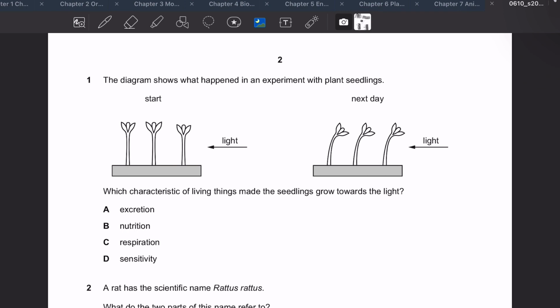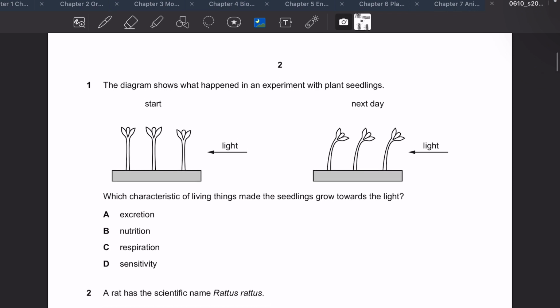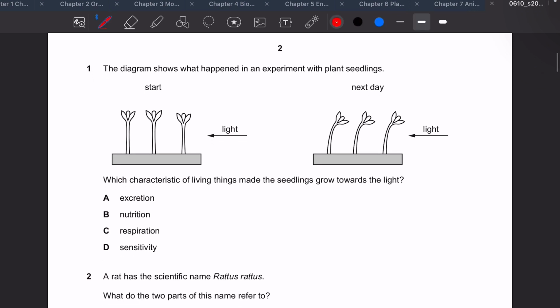Hi guys, this is IGCSE paper 2 for 2020 May June. It's 0610, or actually 0610 slash 21.